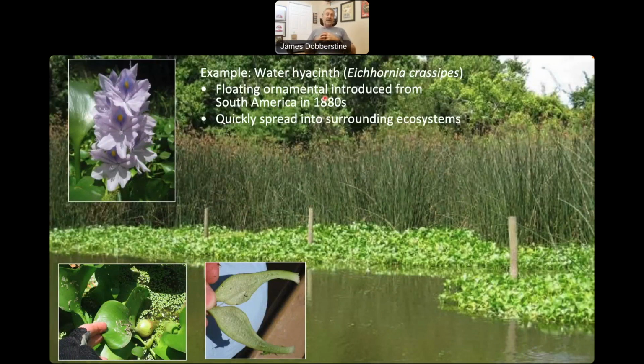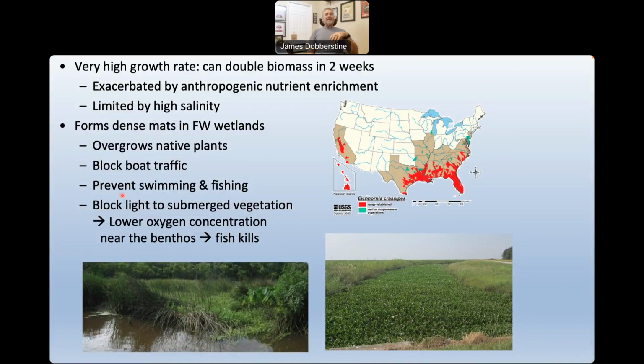It's been here since the 1880s, originally South American in origin, and it can spread in a remarkable fashion. By the way, this is the flower up here, so you can see why people would be really attracted to this. It has a tremendous growth rate. So when the conditions are right, you can almost watch this stuff, if you just stand there long enough, it seems like it's growing as you're watching it.